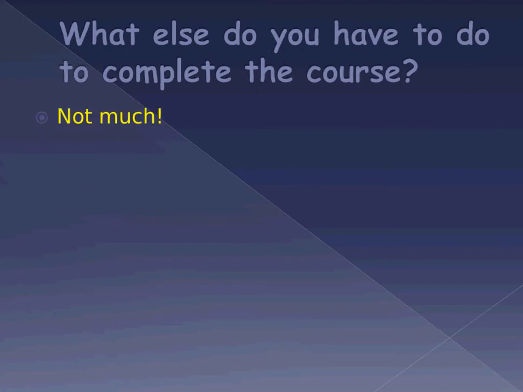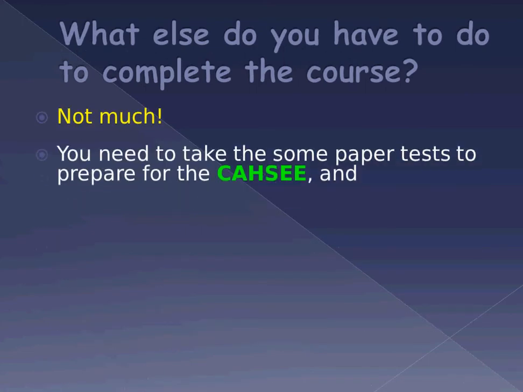What else do you have to do? Not much. Okay? You do need to take some paper tests to prepare for the CAHSEE, but those you really won't be graded on. It's for you. If you're a 10th grader or you haven't passed the California High School Exit Exam yet, then basically you have a chance in this class. We'll do some special lessons to get you ready for it. This is a really good class to get ready for it. It's also true that the first topics that you learn in Algebra 1 help you on the exit exam.